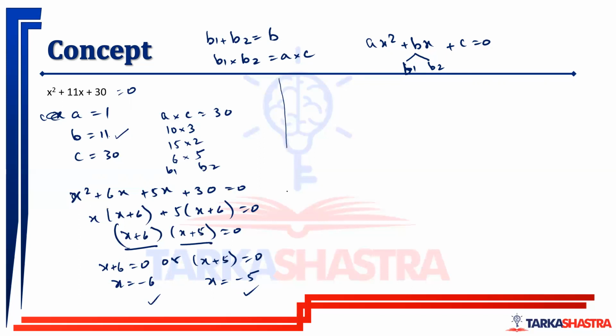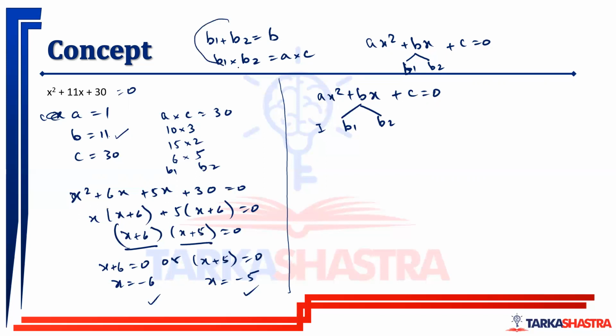But then, using this method, we have taken one more shortcut, and that shortcut is much easier. So that shortcut is: ax square plus bx plus c equal to 0 is your quadratic equation. First step is to find out b1 and b2.